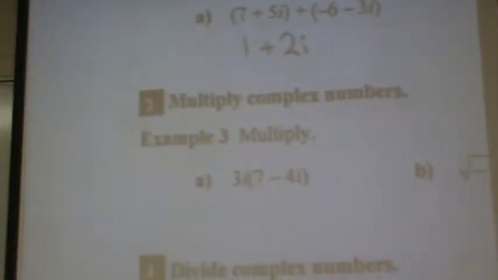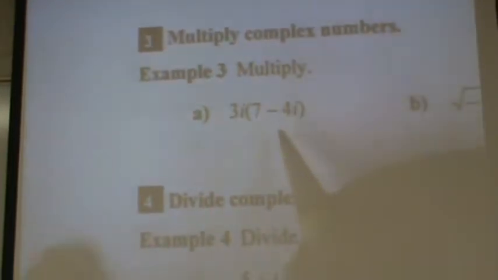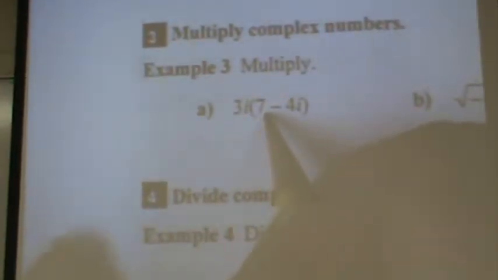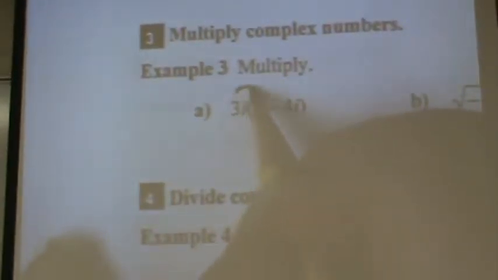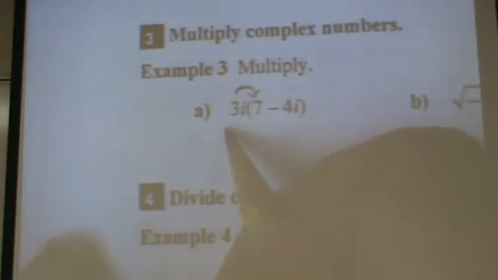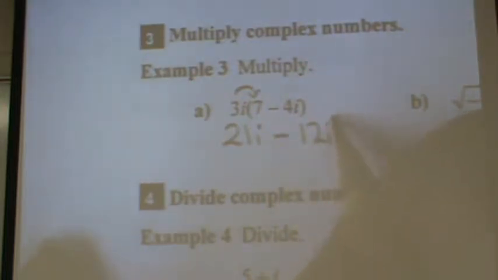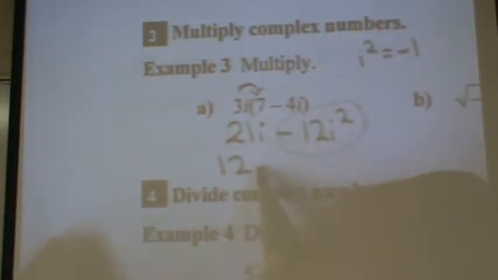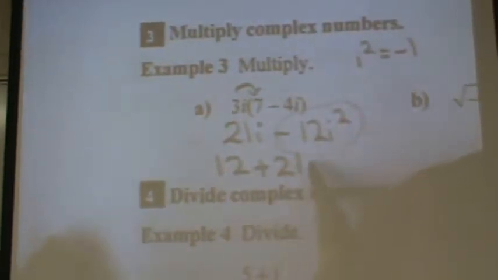Okay, next. Number 3. What should you do with this 3i? You have a 7 minus 4i. What do you do? Distribute. What do you get? 21i minus 12i squared. And Courtney's saying plus 12 already. So she's converting. What's i squared equal to? Negative 1, so this is 12. How will you write your answer? 12 plus 21i. Very good.